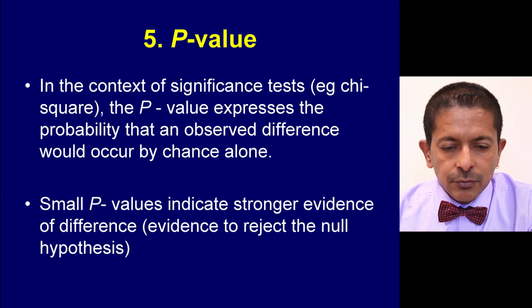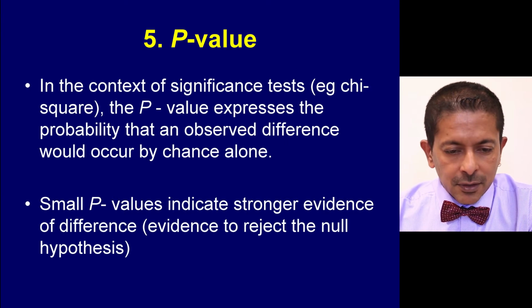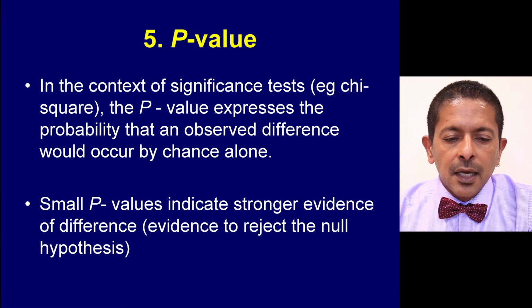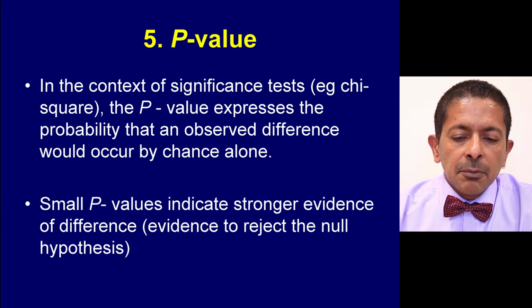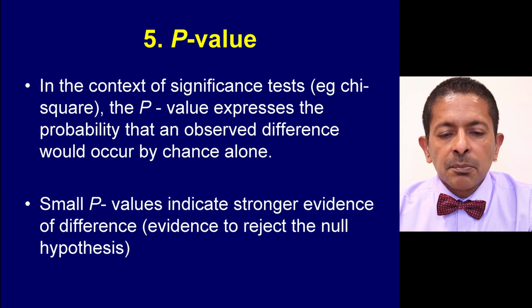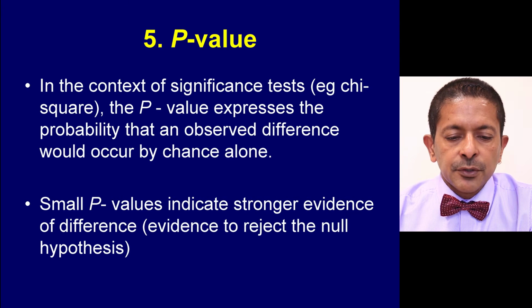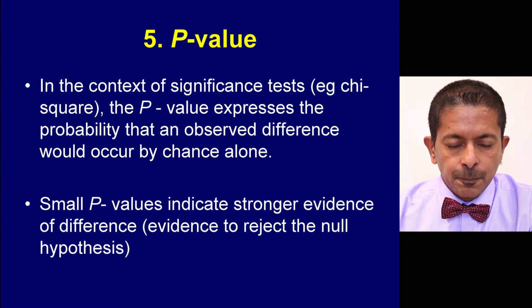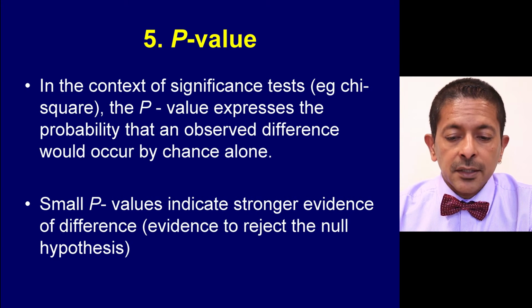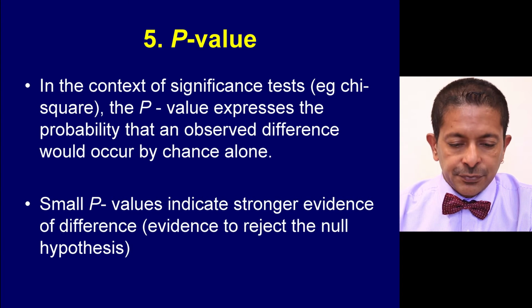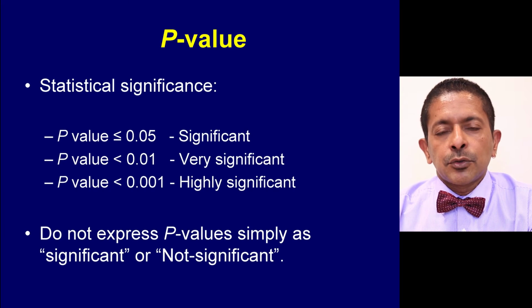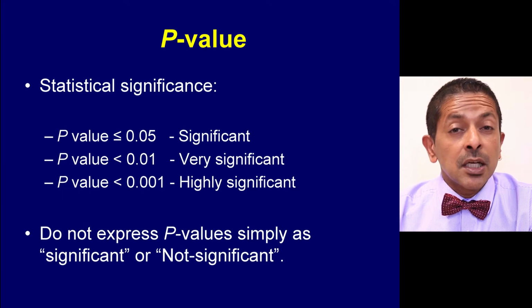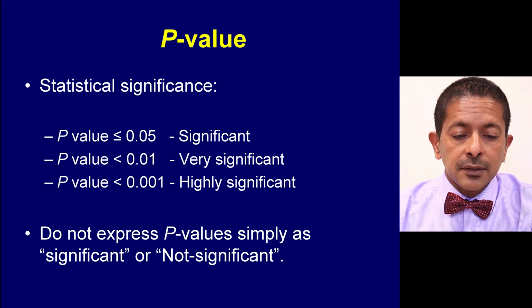The p-value, you've all heard of the p-values. It's a significance test, and in the context of significance tests, for example, the chi-square, the p-value expresses the probability that an observed difference would occur by chance alone. Small p-values indicate stronger evidence of difference. Now, p-values are generally expressed as less than or equal to 0.05, which is actually our cutoff for statistical significance.